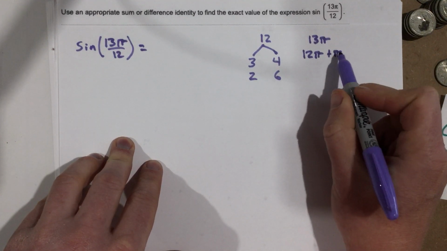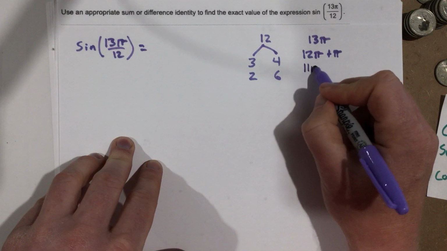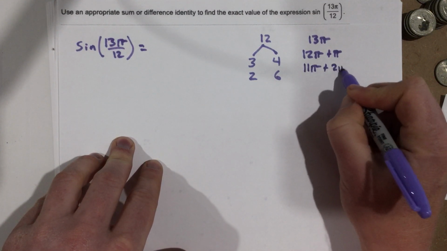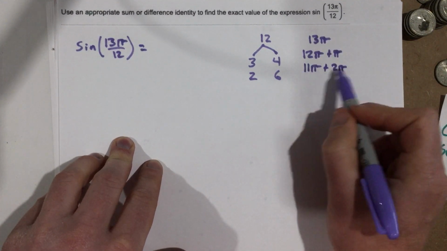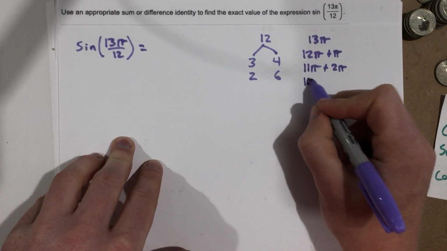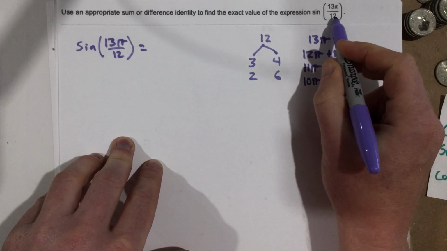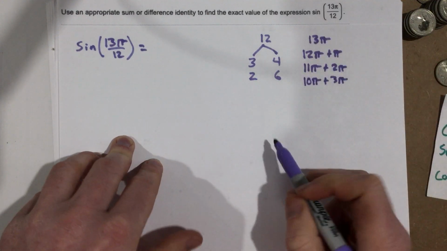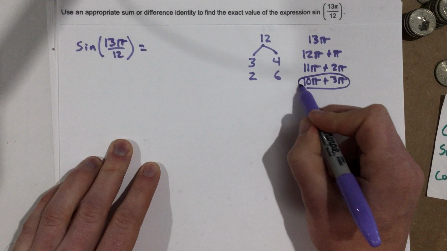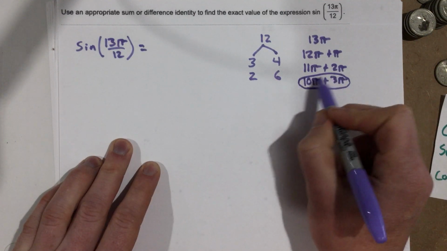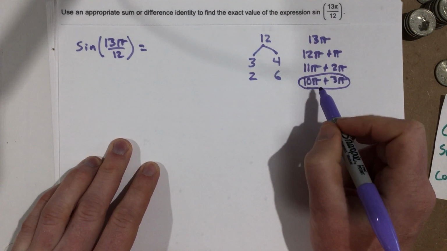Well, that doesn't really help us because pi is not going to reduce this denominator of 12. So I'm going to go to 11 pi plus 2 pi. Now 2 pi would reduce 12, but 11 pi doesn't reduce 12, so that's no good either. So then I'm going to go to 10 pi plus 3 pi. Now 3 pi will reduce 12, and 10 will reduce 12 as well because they're both even. So that's probably the split of 13 pi that I need to use to give me my two angles to add.